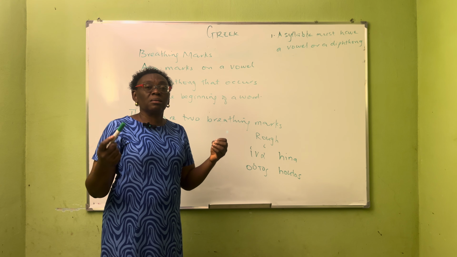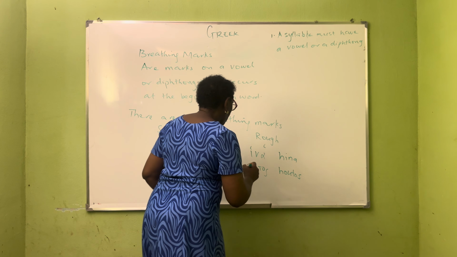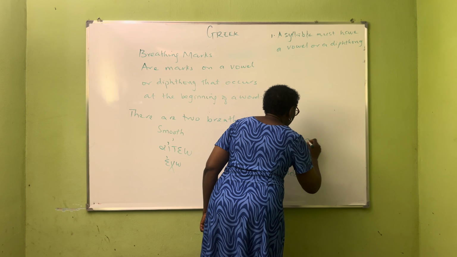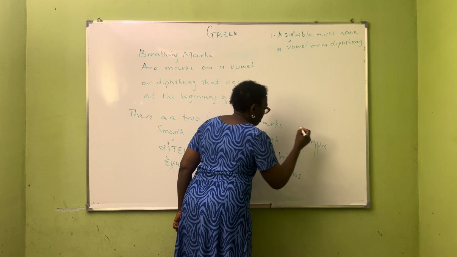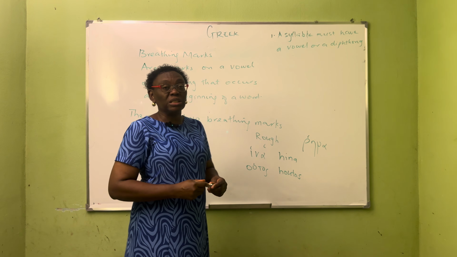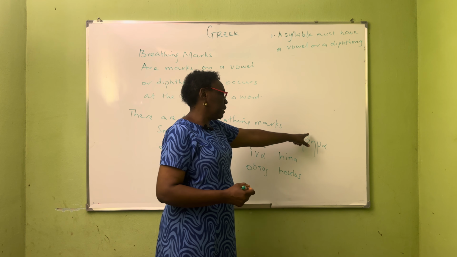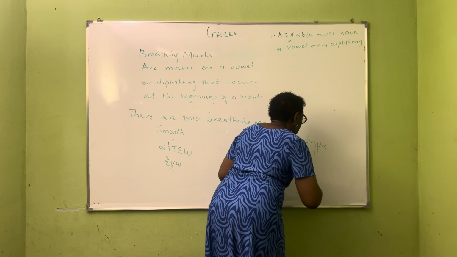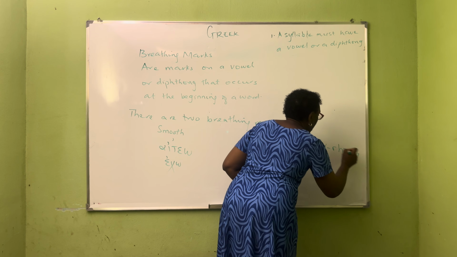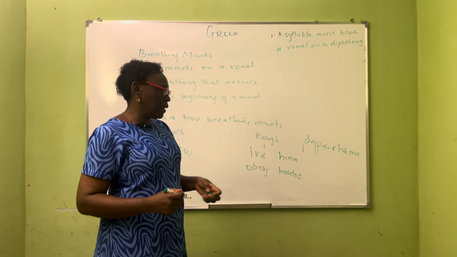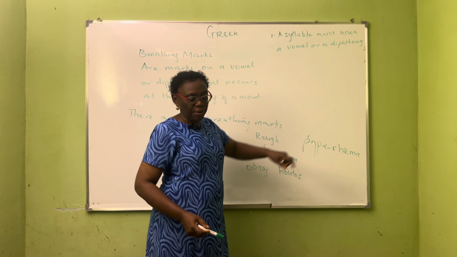But if the word starts with rho, and it has a rough breathing mark, when I do the transliteration, I'm going to start with the R before I bring the H sound. So my transliteration of this will be rhema. Just take note of that. How does the H come? Because of the rough breathing mark.